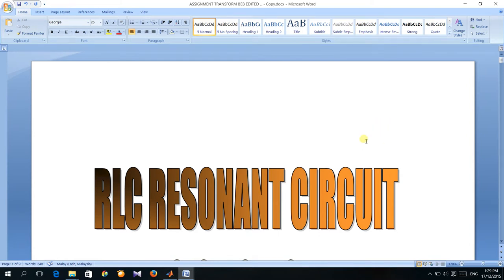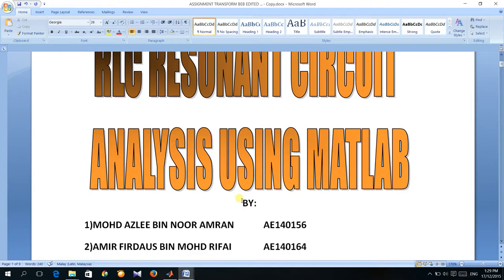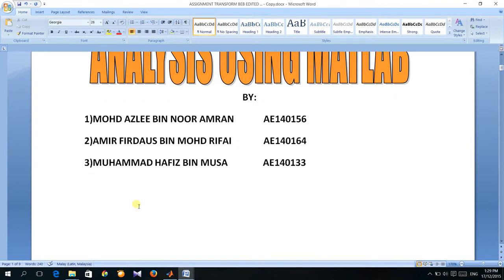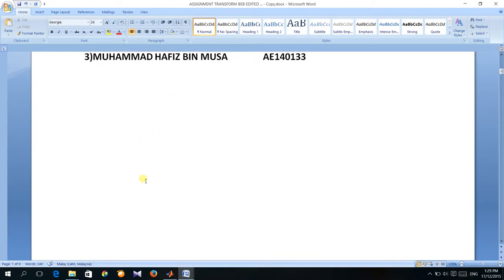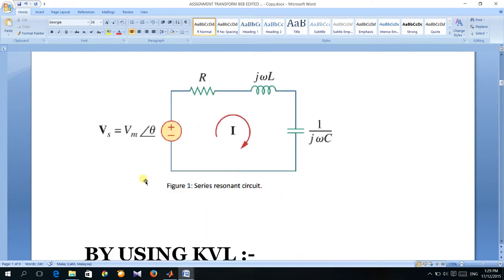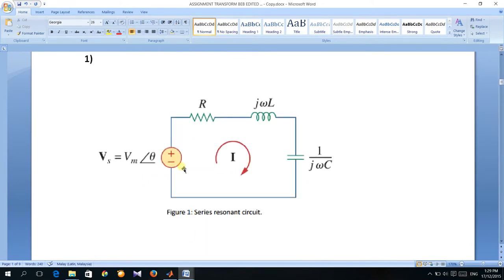Assalamualaikum. Now I will show about RLC resonant circuit analysis using MATLAB. This is our group member. The figure shows a series resonant circuit that has resistance, inductor and capacitance.